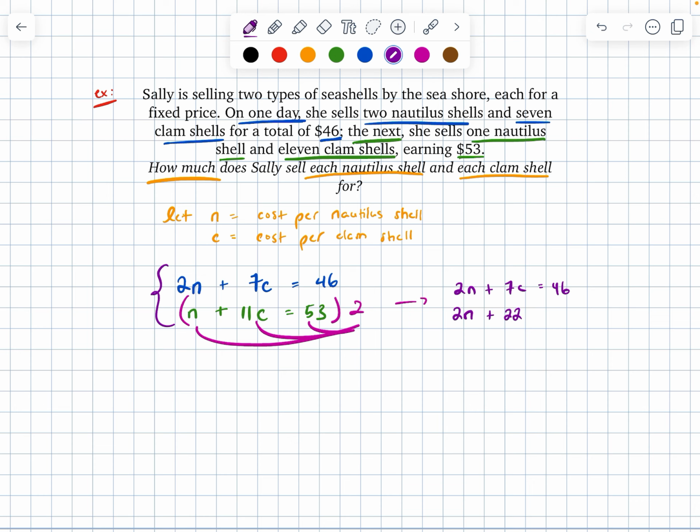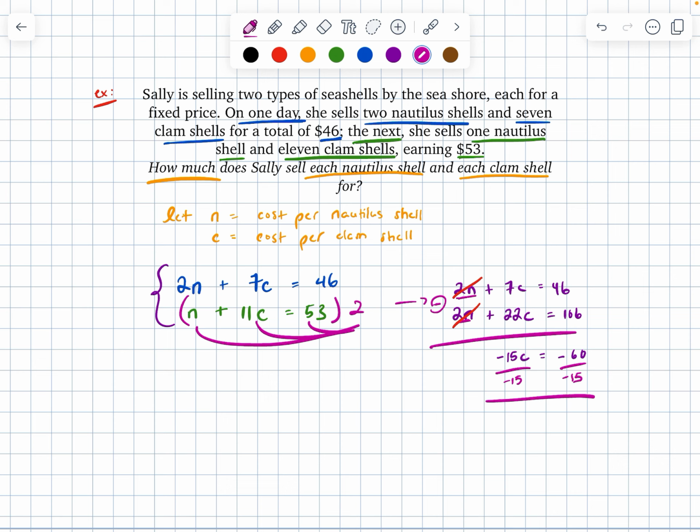2 times n is 2n, plus 2 times 11 is 22, so I've got 22c. 53 times 2 on the right is 106. Here I've got 2n and 2n. These have the same sign, so if I want to undo them, I probably want to subtract my two equations. 2n minus 2n is 0. 7c minus 22c is negative 15c. And on the right, I have 46 minus 106, which is equal to negative 60.